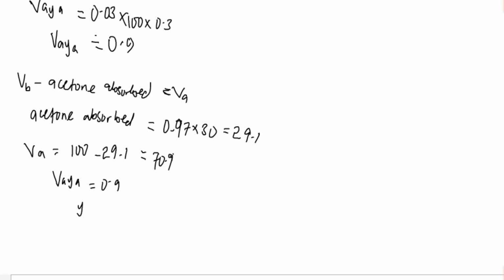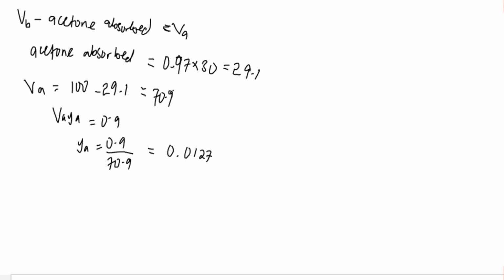So here I will say YA is equal to 0.9 divided by 70.9. What is the value of my YA? I got 0.0127. So now I have the value of my YA. So now I have XAYA and I also have XBYB, the two extreme points of my operating line. The middle point I'm going to account for is XNYN.